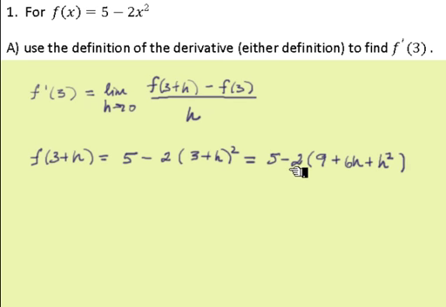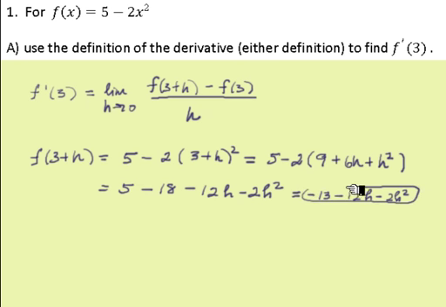Now open up parentheses and be careful with this minus 2, multiplying through by minus 2. So we have 5 minus 18 minus 12h minus 2h squared. And just subtract here, 5 subtract 18, so that would be negative 13 minus 12h minus 2h squared. Okay, so we're going to use that right over here.